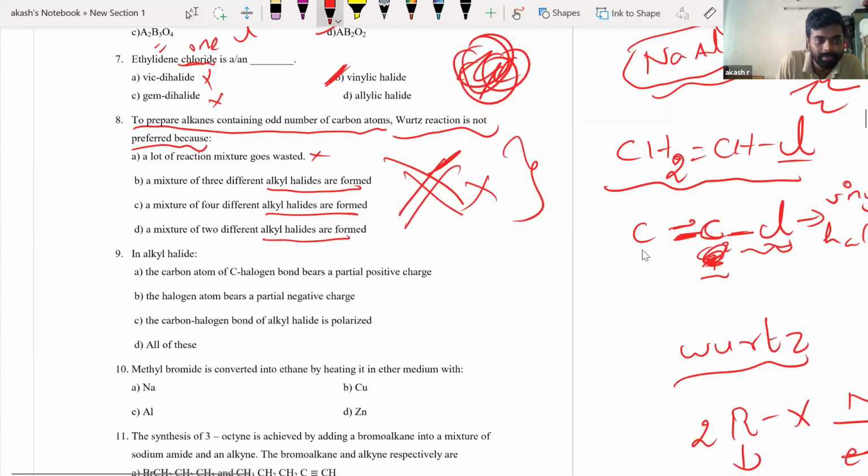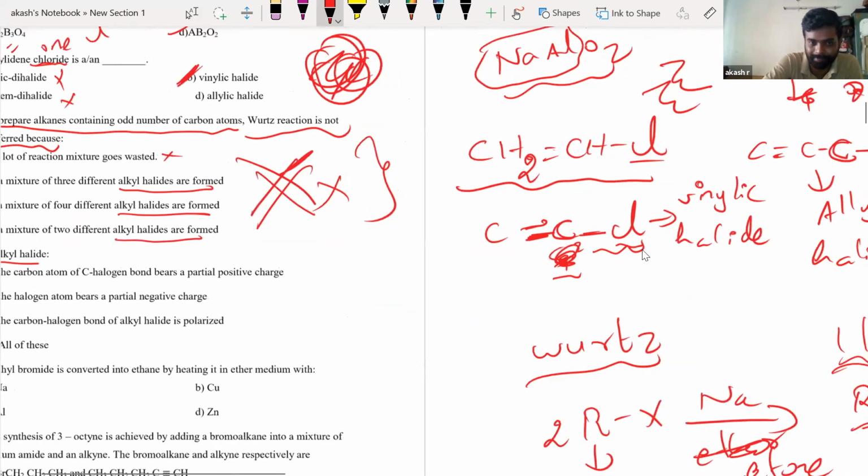In alkyl halide, we can look into the points. The carbon atom of carbon halogen bond bears a partial positive charge. The halogen atom bears a partial negative charge. The carbon halogen bond of the alkyl halide is polarized. What is the answer to this question, guys? All of these, sir. Yeah. Option B. All of these.